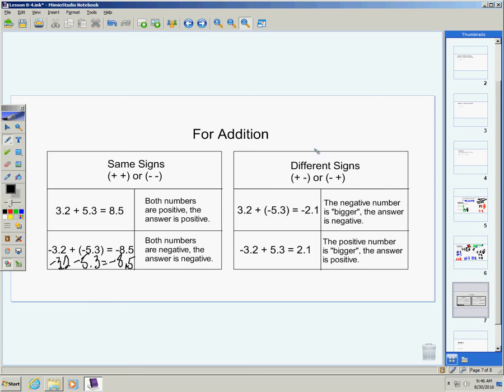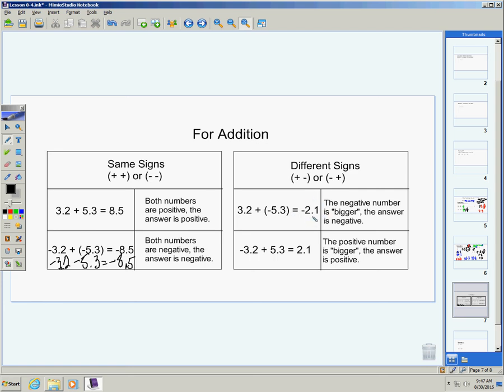When there's different signs, if you're adding two numbers and the negative number is bigger, so what I mean by that is that the number looks bigger if you don't look at the negative sign, the answer is negative. We have 3.2 and negative 5.3. Obviously you know 3.2 is bigger than negative 5.3, but if I cover up this negative sign, 5.3 looks bigger than 3.2, which means the negative number is bigger. It's going to win in a fight, which means the number is going to stay negative.